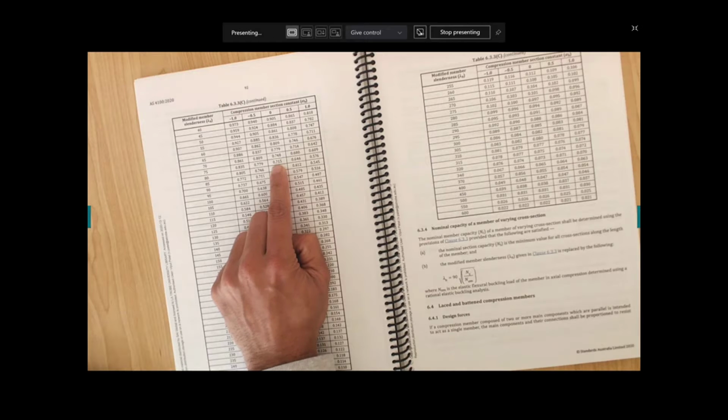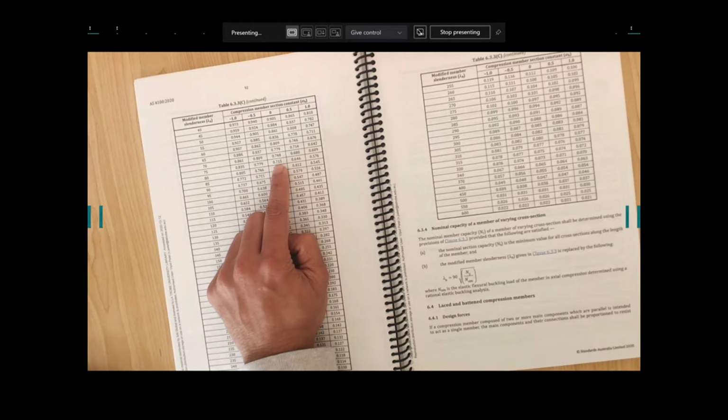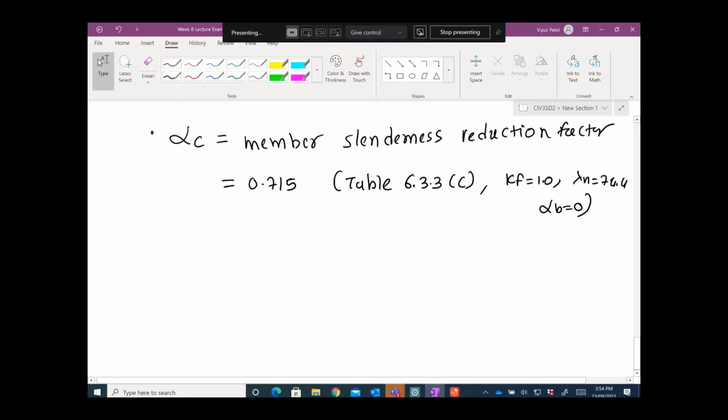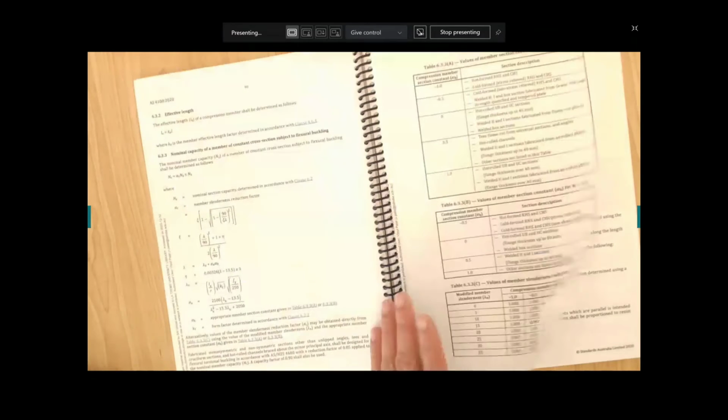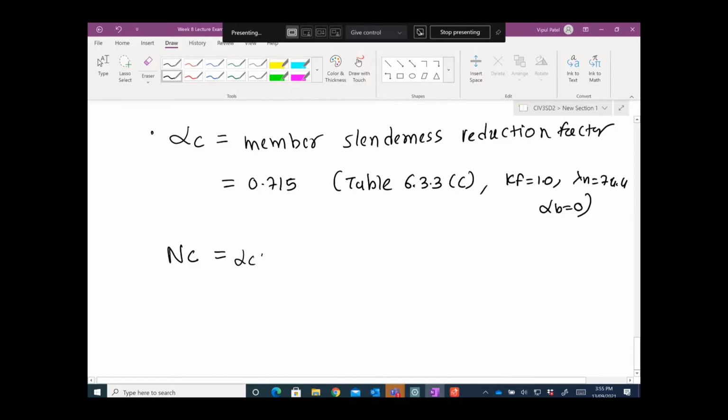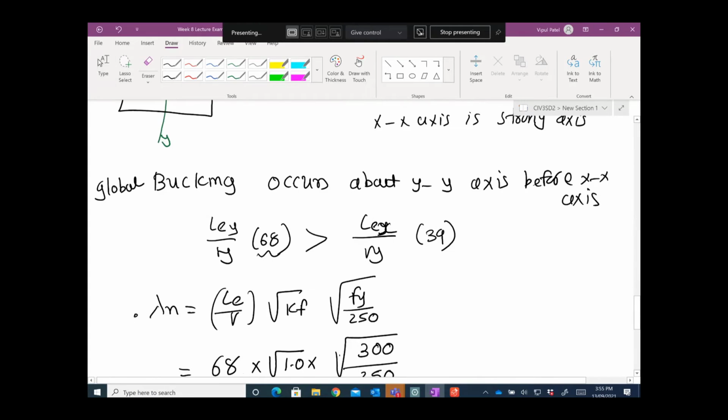Okay, so you have about 30% of capacity reduction. So you have alpha c value equal to 0.715. That is coming from table number 6.3.3c, because your KF value is 1, your lambda n value is 74.4, alpha b value equal to 0. Now once you find this alpha c, you have the member axial capacity, alpha c times Ns. Alpha c was the penalty. The standards apply the penalty for using long columns.